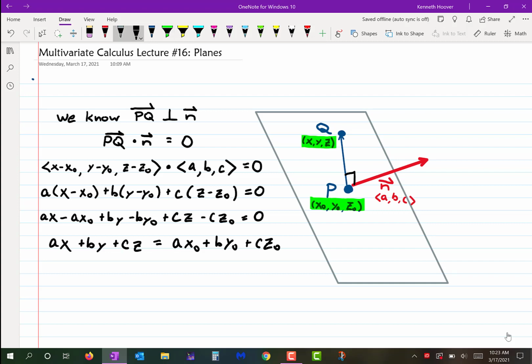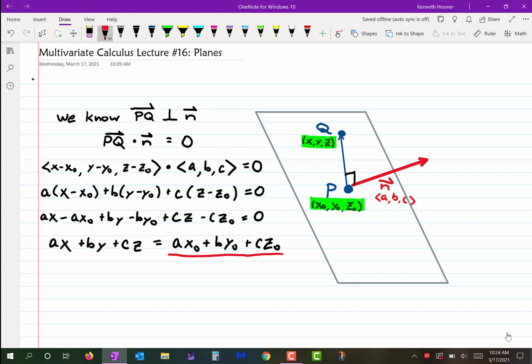Now, a quick thing to point out here. These three things are variables because they're the coordinates of Q, and Q could be anywhere on the plane. I'm trying to find an equation that would tell me what it means for Q to be on the plane. So x, y, and z are variables. A, b, and c are numbers that are given to us, and x naught, y naught, z naught are numbers that are given to us. So on the left-hand side of the equation we have three variables with a number in front of them, added together. But on the right side, this whole thing is a number that you could multiply and add out and find out that number.